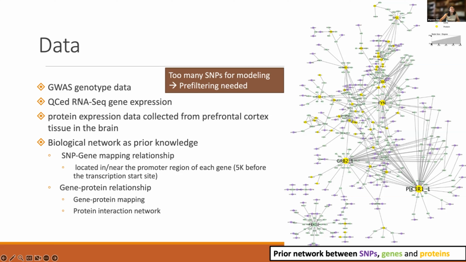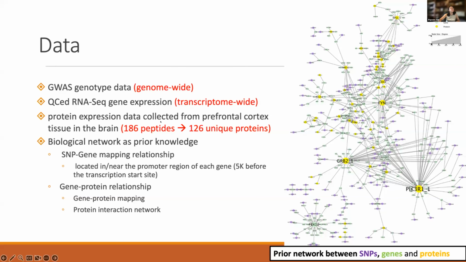When you look at all of this data we included, you can see the highest dimension comes from the genotype data. We would have tens of millions of SNPs, which we would not be able to model in machine learning models. So we have to do some pre-filtering so that we can fit all of this data into our model with that small sample size.